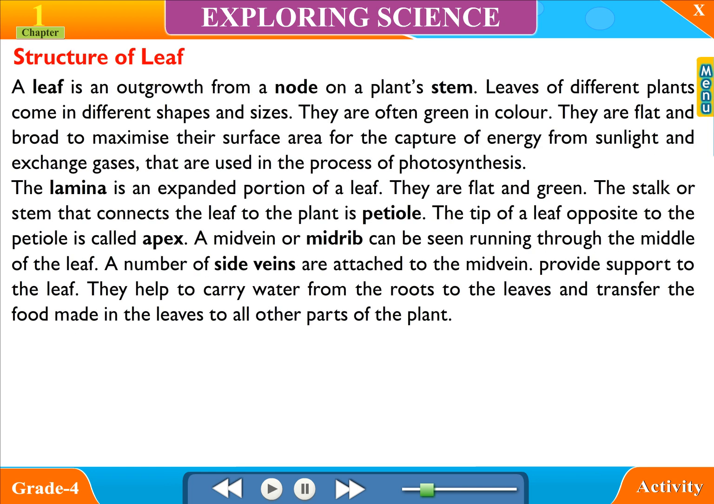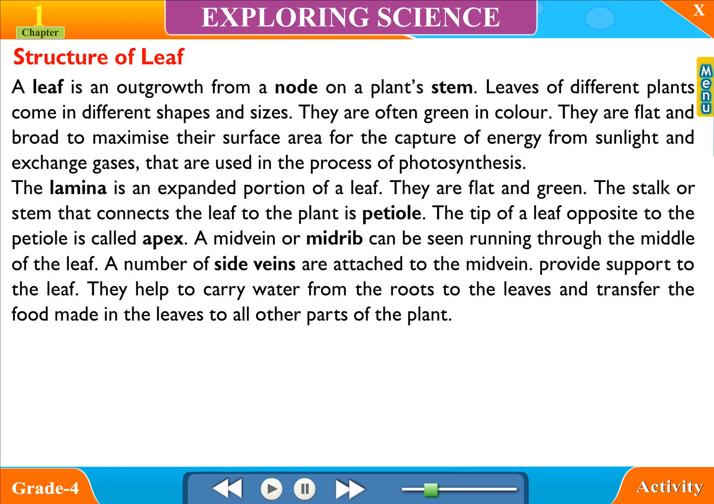Structure of leaf. A leaf is an outgrowth from a node on a plant stem. Leaves of different plants come in different shapes and sizes. They are often green in color. They are flat and broad to maximize their surface area for the capture of energy from sunlight and exchange gases that are used in the process of photosynthesis.